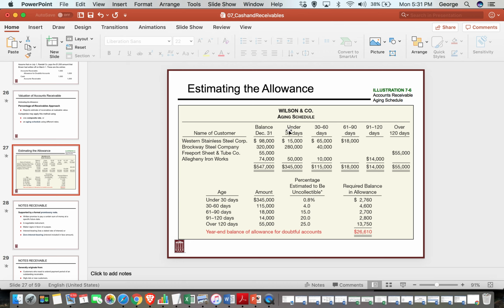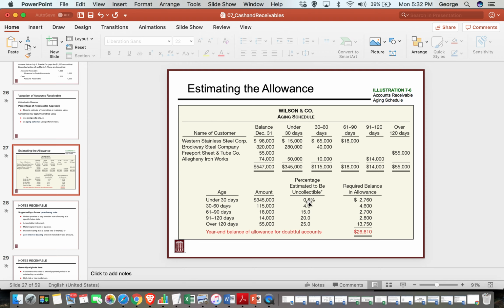So, under 30 days is fine. That's current. 30 to 60 days, that may be current or may not. Usually 30 days is current, so that's probably not current, but not by much. 18, 14, and 56. So of 345, we estimate that most of this is going to be collected. So our experts using data analytics have found that the required balance is 2,760. 0.8% times 345 is all we need in the allowance for this.